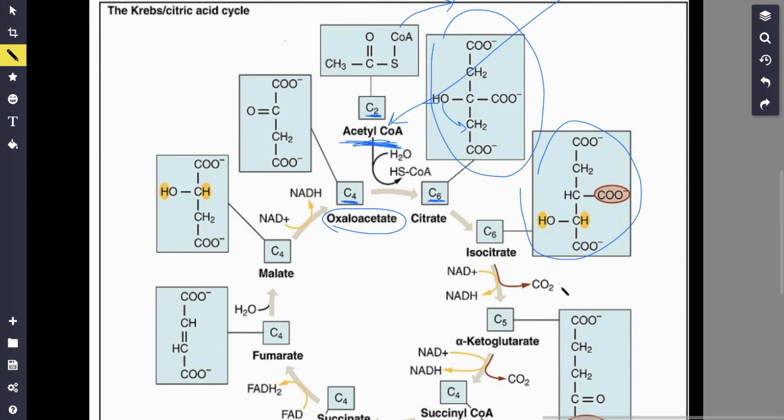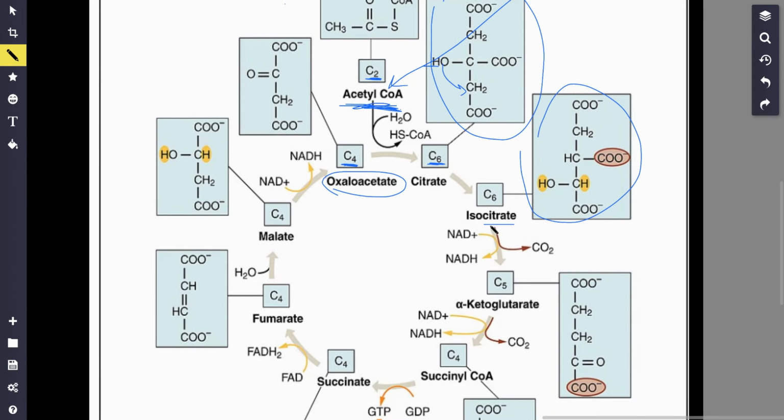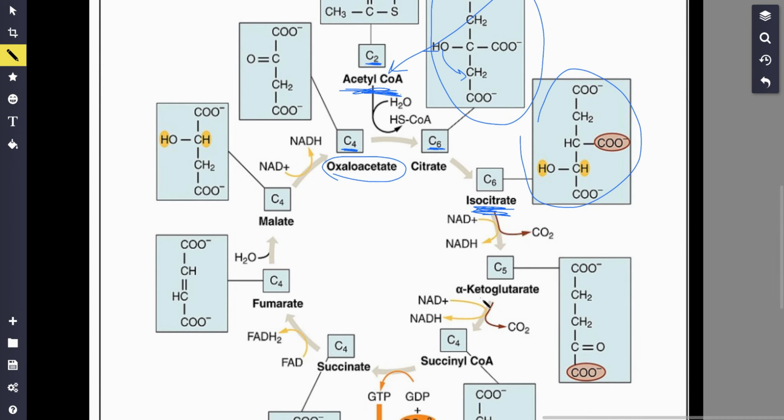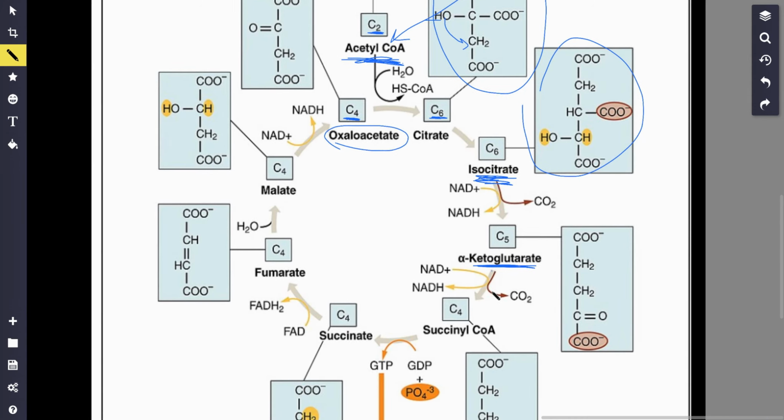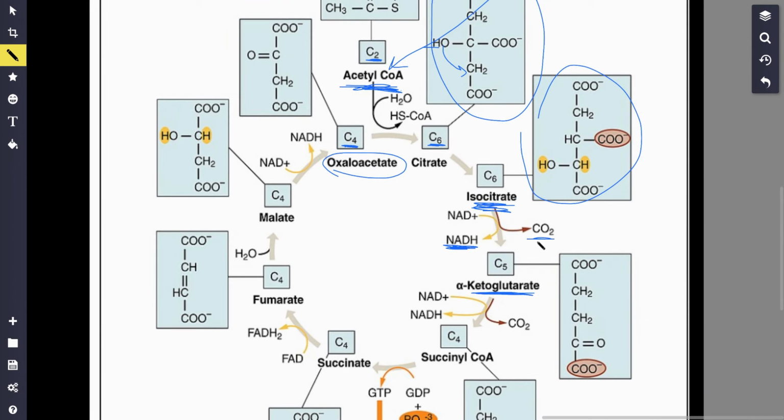Now, after this is where it gets interesting. After we form isocitrate, then we're going to form this compound. This symbol right over here is just the alpha symbol. So this is going to be alpha ketoglutarate. And during this step, when we go from isocitrate to alpha ketoglutarate, we're going to produce one NADH, and we're also going to produce CO2. Notice how we have essentially lost this CO2 group right over here.